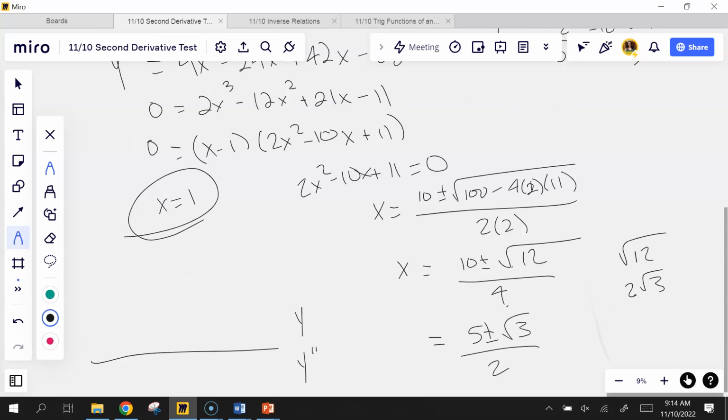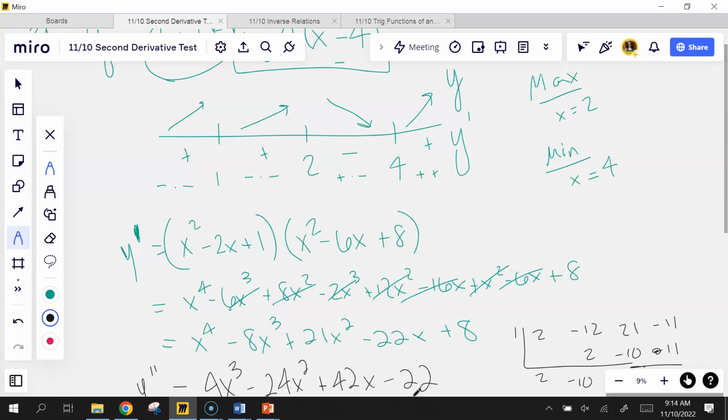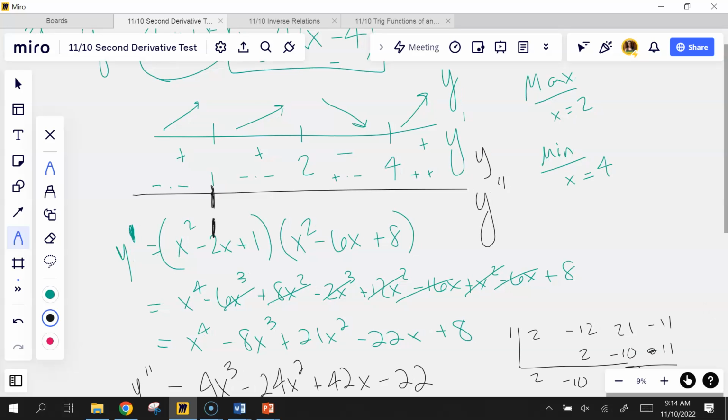I think I'm going to go up here to my other and put it on here so you can see it plotted kind of against this one. I had 1 was on there, right? And then I had 5 plus square root of 3 over 2, is that right? And 5 minus square root of 3 over 2. 1.5. It's going to come about right here.